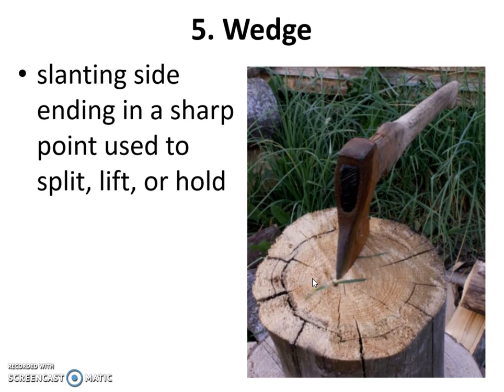The fifth thing we're going to talk about is a wedge. I mentioned a nail; this is an example of a wedge. A wedge has a slanting side ending in a sharp point, and it is used to split, lift, or even hold. It helps push things apart. You see the axe in the picture. A knife is considered a wedge. Some shovels, the bottom of the shovels, and things of that sort.